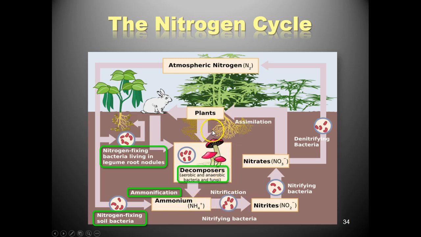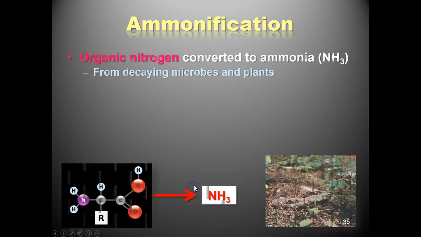Now, we can also get ammonia from degradation of plants, and probably animals too, as they die. Decomposers, as we show here, aerobic and anaerobic bacteria and fungi, are going to start breaking it down, and then they release that into the soil. That process is known as ammonification. In ammonification, organic nitrogen, which means it's nitrogen that's already attached to material from a living or formerly living organism, can be used by, again, plants, or go further into the processing of the nitrogen.